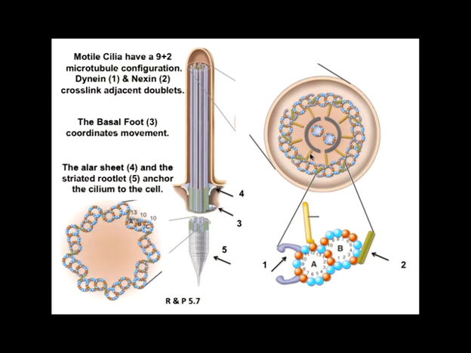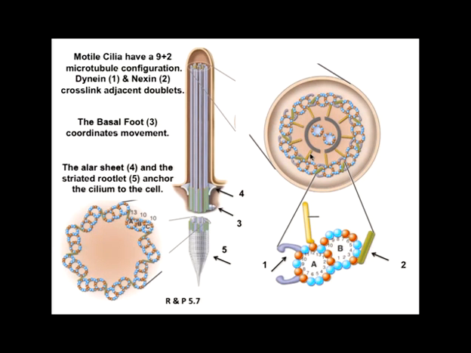Also, the chances of seeing this in the gross lab are very slim. PCD isn't that prominent a disease, but 50% of patients who have PCD, that is primary ciliary dyskinesia, have something called situs inversus.